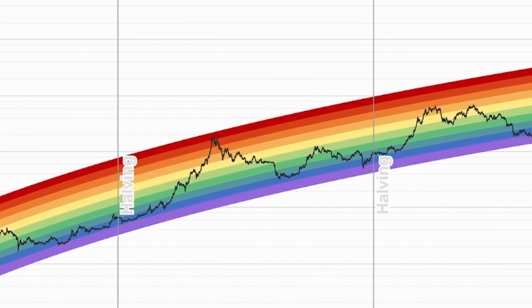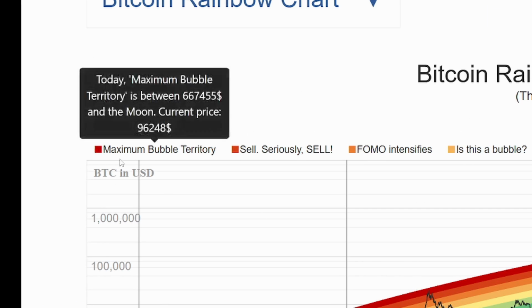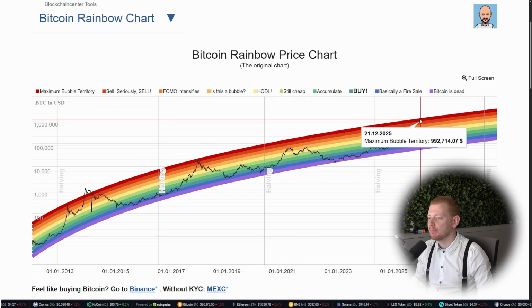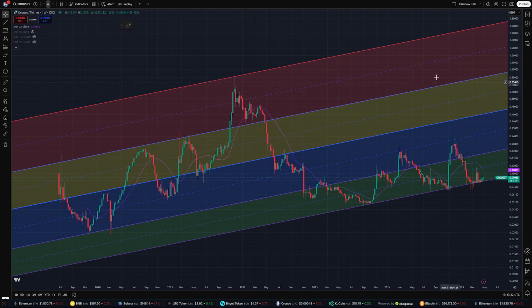And there you can also see we have multiple zones that do give us a bit of guidelines where we are in the cycle. Because as you can see, we do have multiple colors here. And red would be the maximum bubble territory. But then we also have purple, where it does mention, well, Bitcoin is that. The CRO rainbow chart takes a similar approach, where we do have multiple colors that kind of stand for a certain buy or sell area.